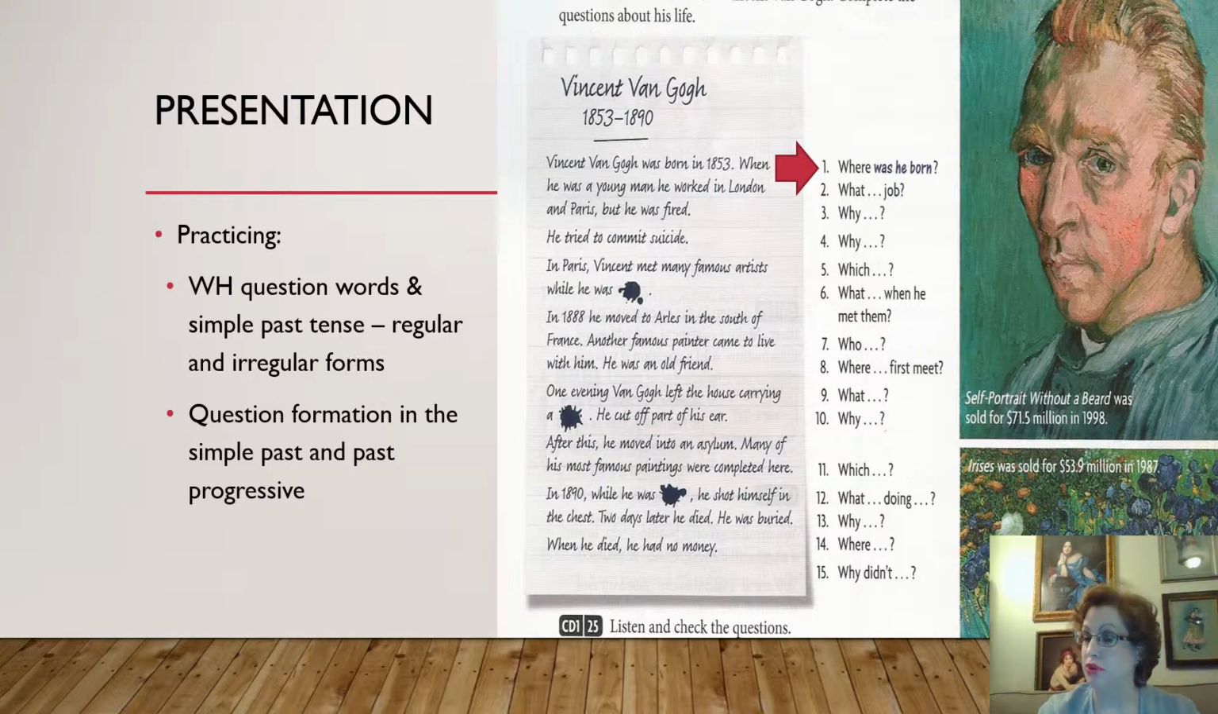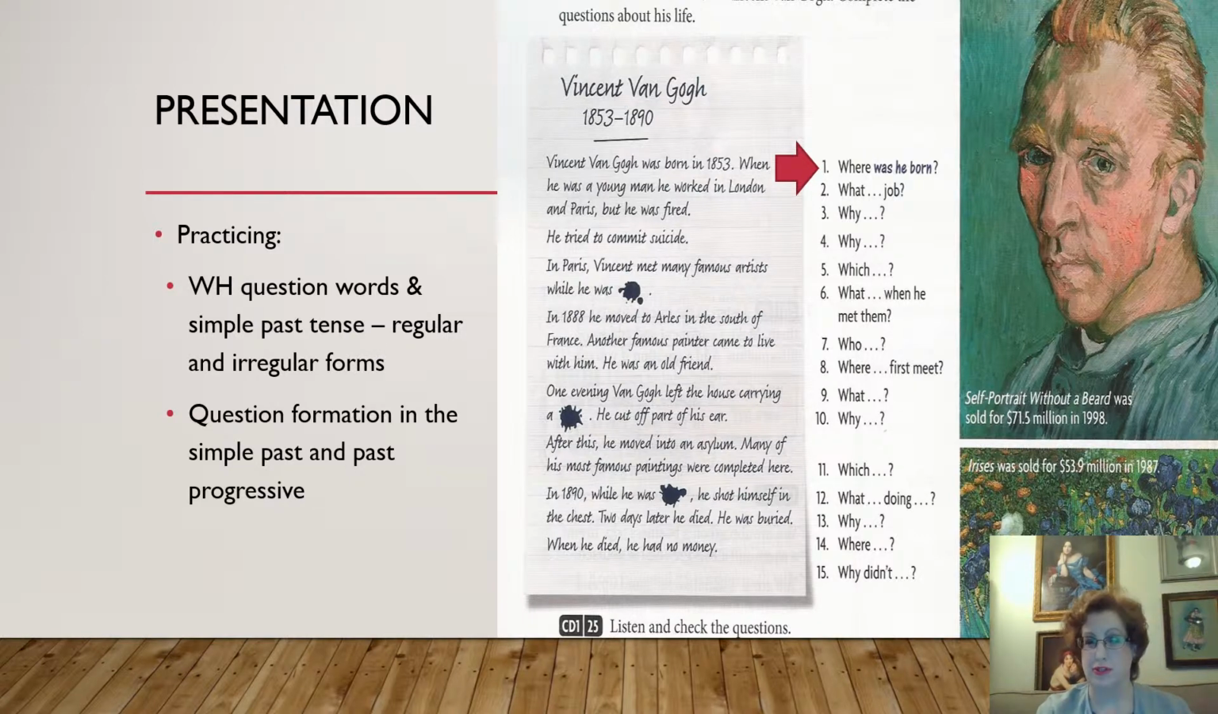So number 8 is a challenge. Where did they first meet? Where did they first meet? One evening, Van Gogh left the house carrying, we have some missing information here, and he cut off part of his ear. So what was he carrying? Very good. What was he carrying?